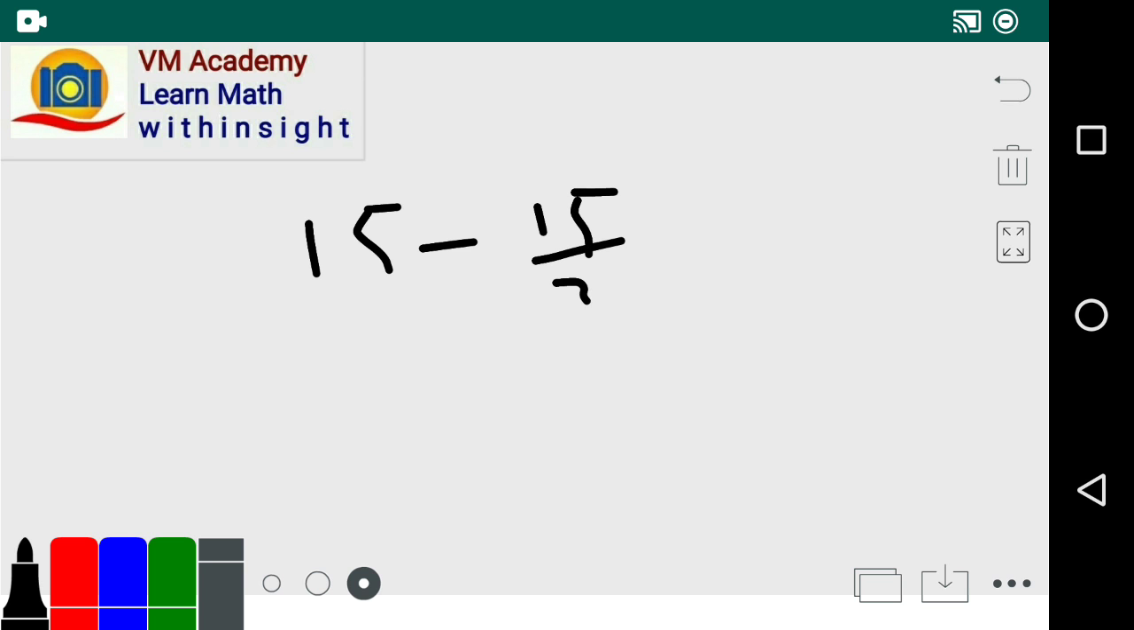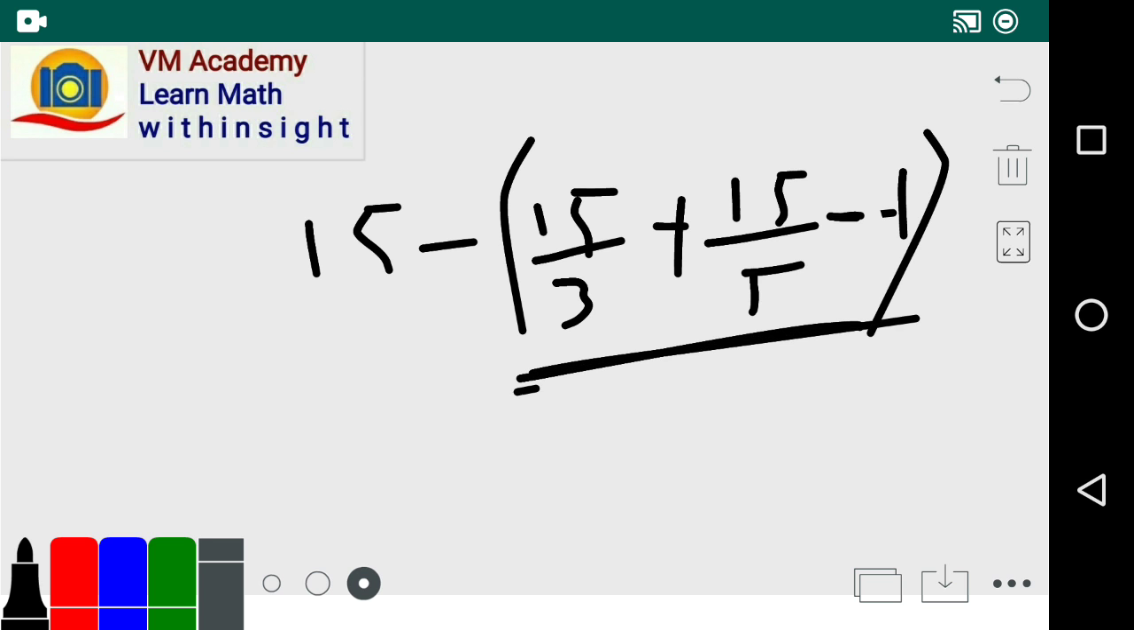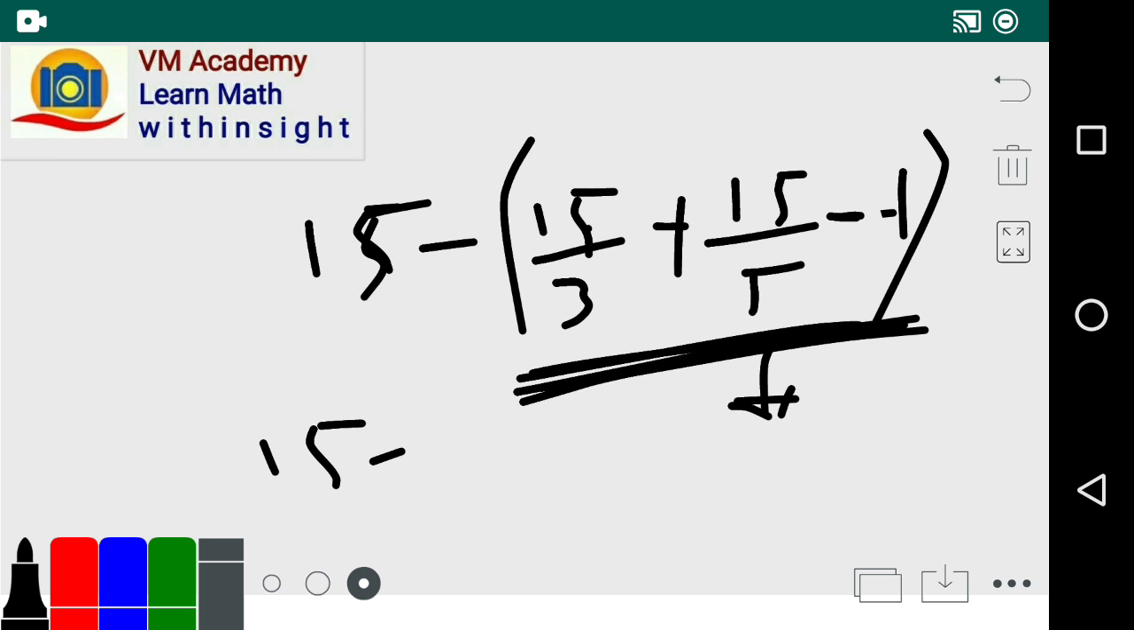15 divided by 3, 15 divided by 5, plus 1. These are the numbers not relatively prime to 15. There are 15 numbers, and out of these 15 numbers, these are not relatively prime to 15. So 15 minus 5 minus 3 plus 1. So friends, 15 minus 7 is 8. In this manner.